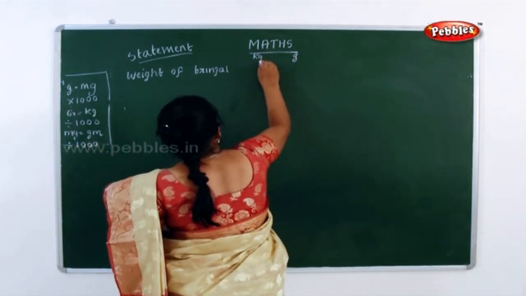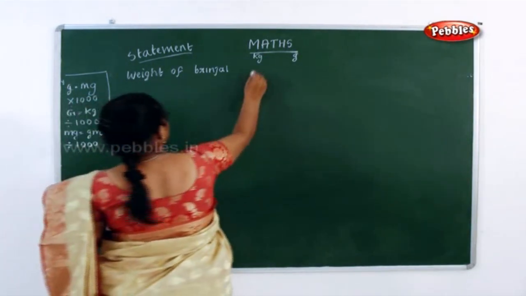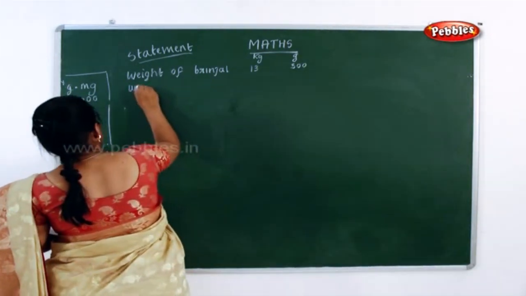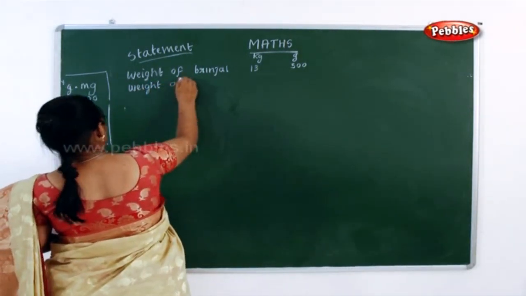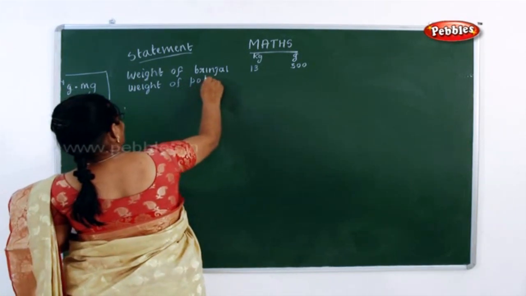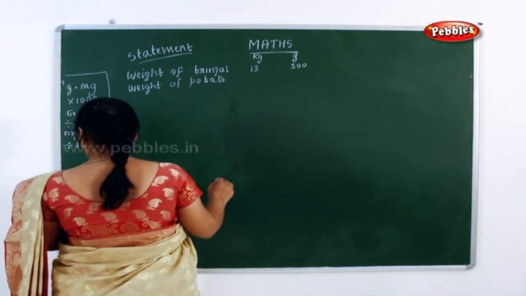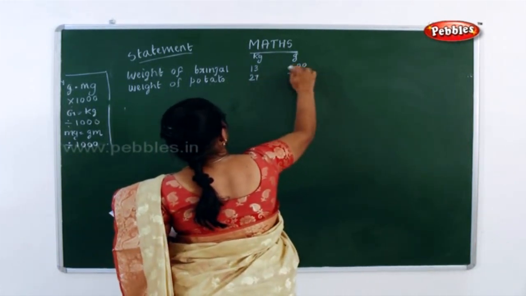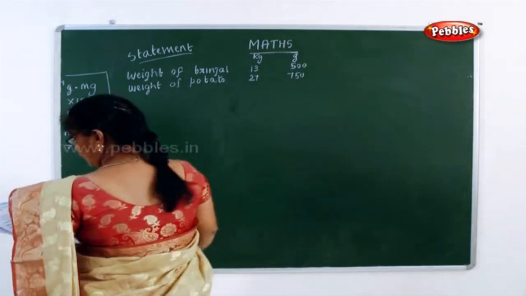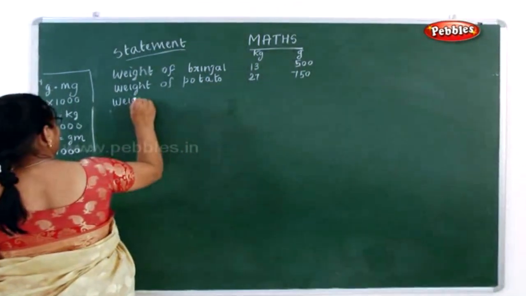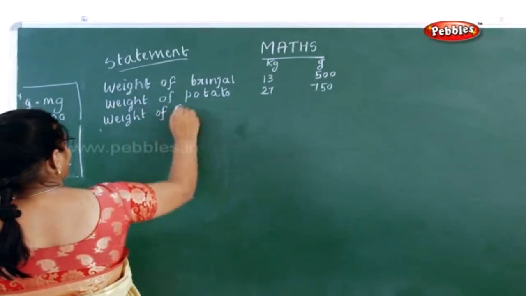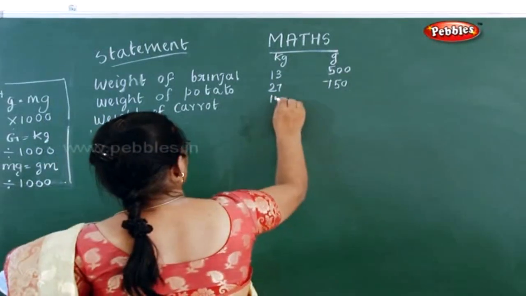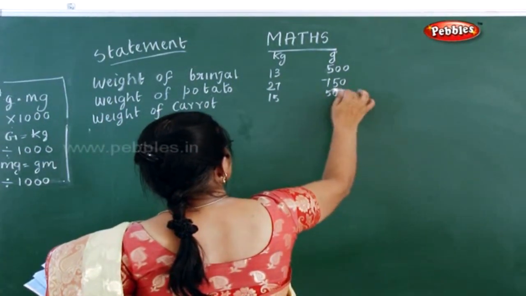Now, immediately what you have to write here? Kilogram and gram. Now, what is the weight of brinjal? It is 13 kilo and 500 gram. Now, what is the next one? Weight of potato. What is potato's weight? He has brought 27 and 750 gram. This one is 500, my dear. Now, what is the next one? Weight of the carrot. Now, what is the weight of carrot he has brought? It is 15 kilogram and 500 grams.